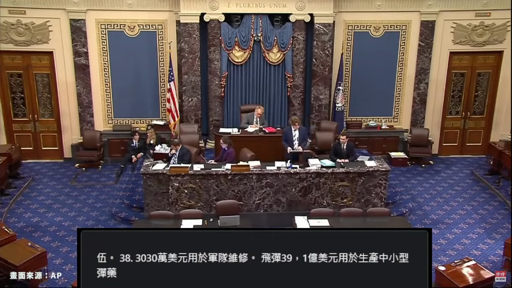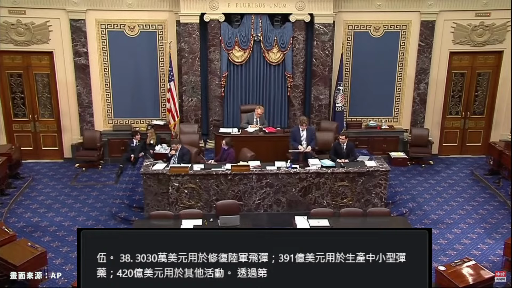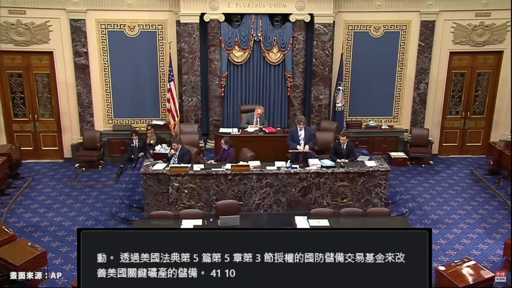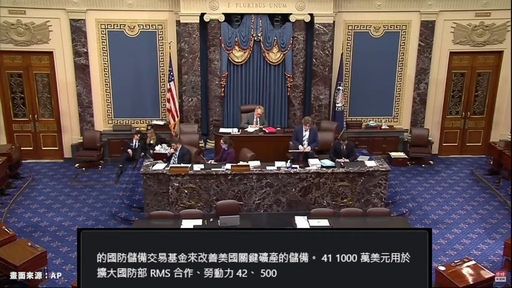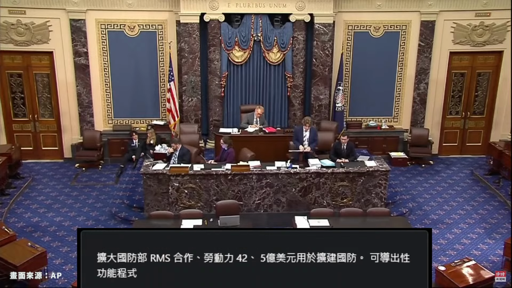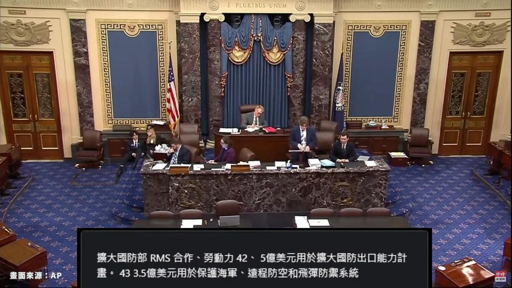41, $10 million for the expansion of Department of Defense armaments cooperation workforce. 42, $500 million for the expansion of the Defense Exportability Features Program. 43, $350 million for protection of Navy long-range air and missile defense interceptors. 44, $93 million for replacement of Navy long-range air and missile defense interceptors. 45, $100 million for development of a second solid rocket motor source for Navy air defense and anti-ship missiles.